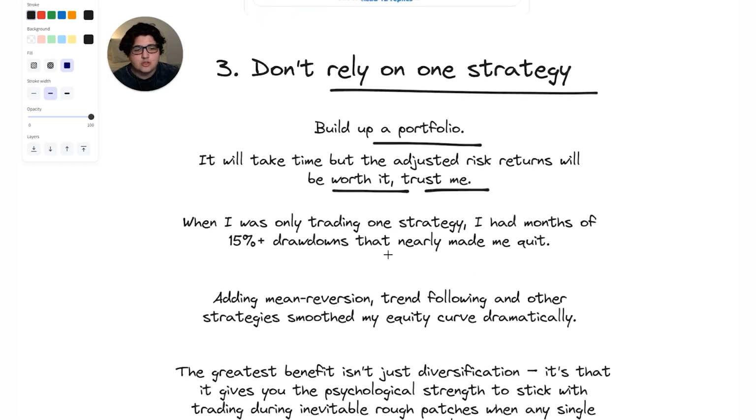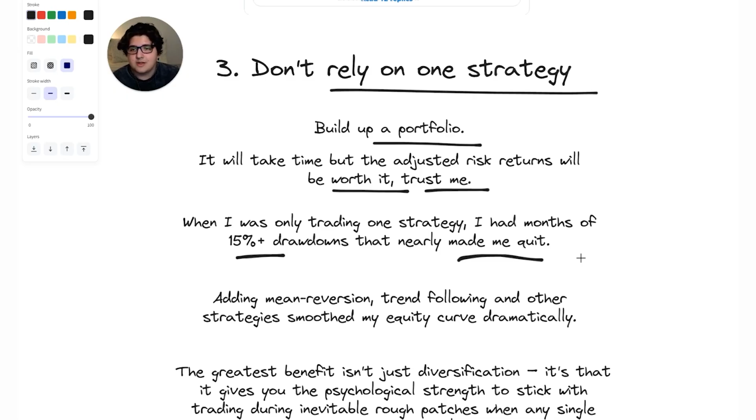Now, when I was only trading one strategy, I could have months of 15% plus drawdowns. That would nearly make me quit. When you are having a strategy, especially when you're newer, and it goes into a 10, 20, maybe even 30% drawdown, if you're trading something like crypto, for example, those can be incredibly tough times to stay convicted to your strategy.